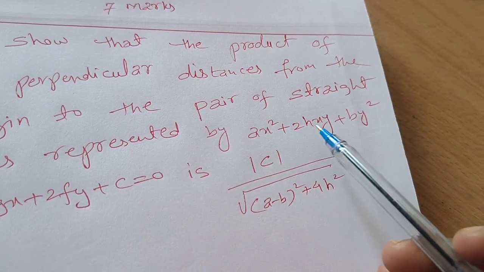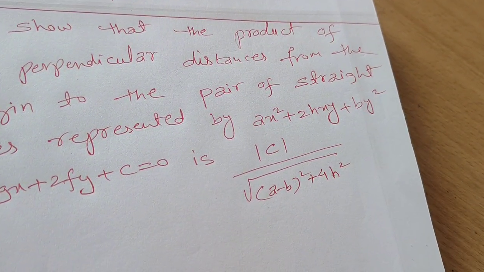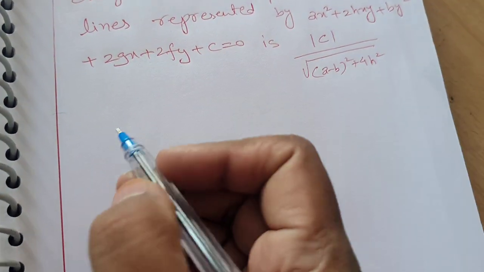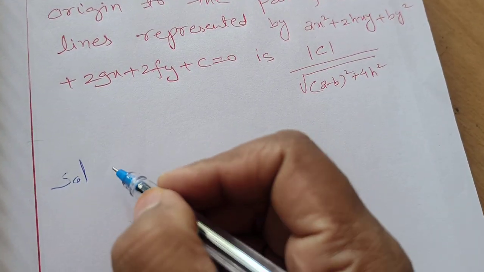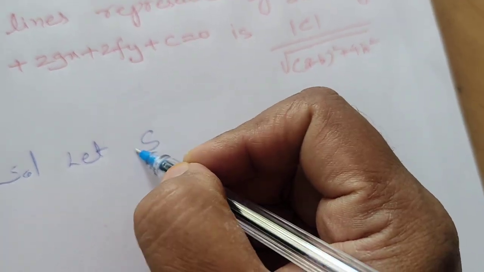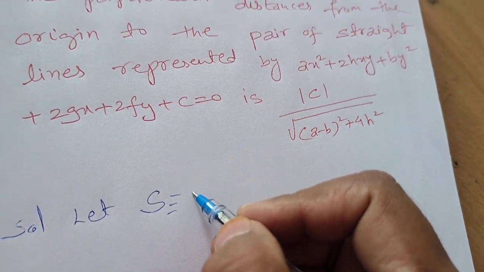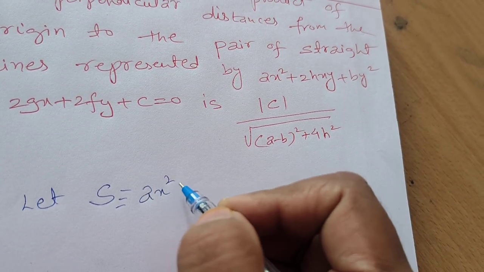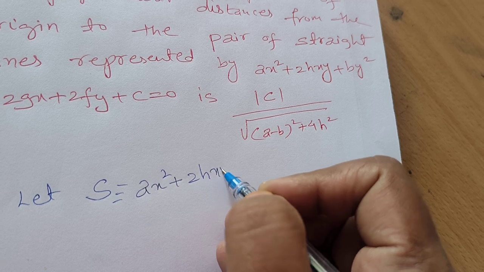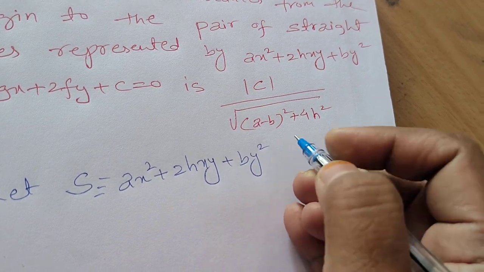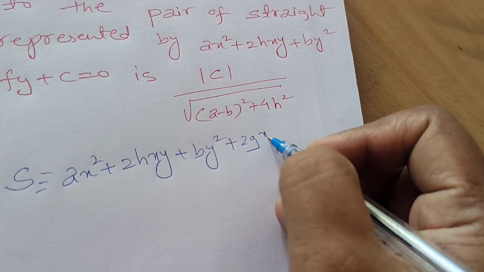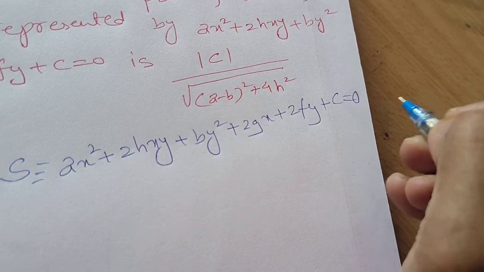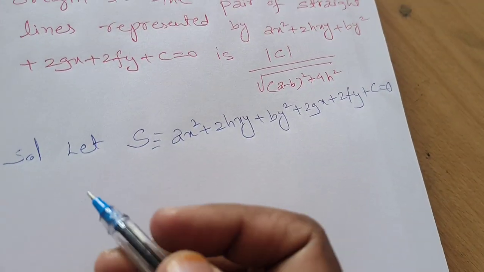So, first we will write this equation. We will take this equation is equal to capital S. So, in the solution, let S is equal to ax square plus 2hxy plus by square plus 2gx plus 2fy plus c is equal to 0. This is the second degree equation, our given equation.